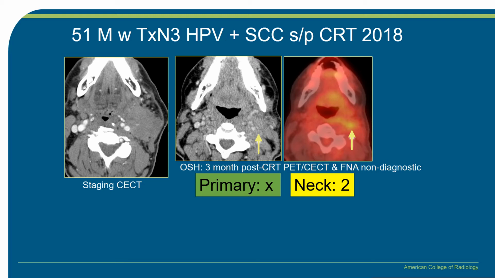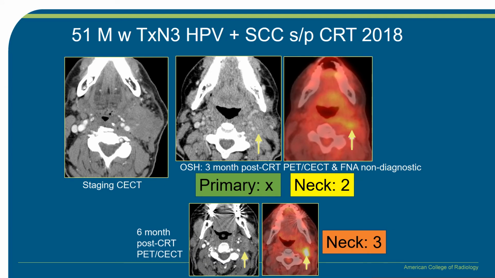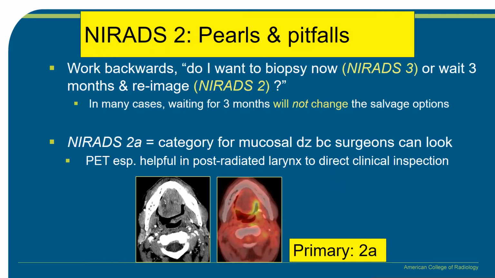So by the time we saw this outside scan, we recommended an immediate new PET CT, which unfortunately showed clear progression and now rises to the category NI-RADS 3, where we are going to recommend biopsy before salvage neck dissection, and this was residual disease.